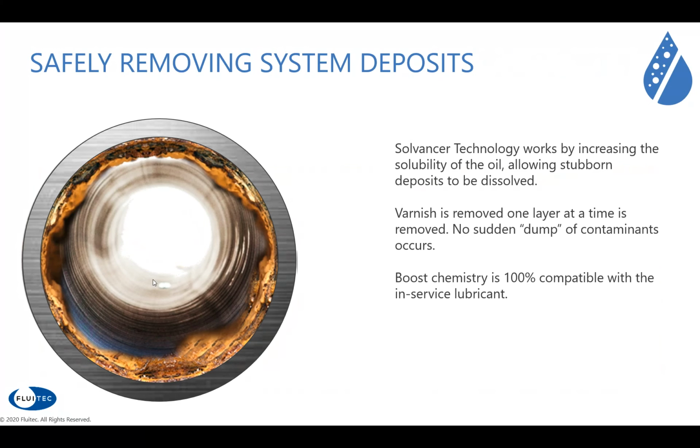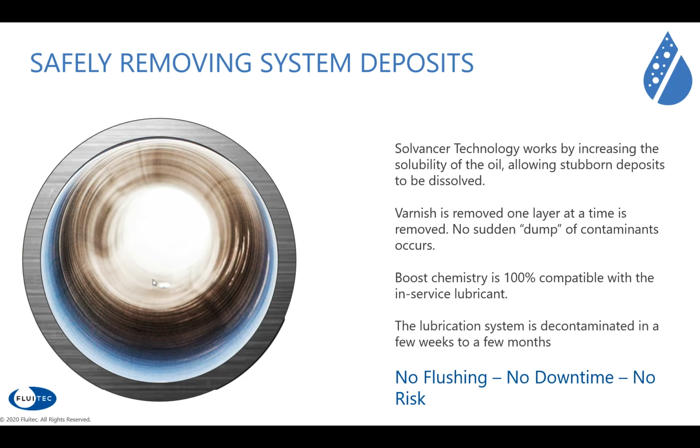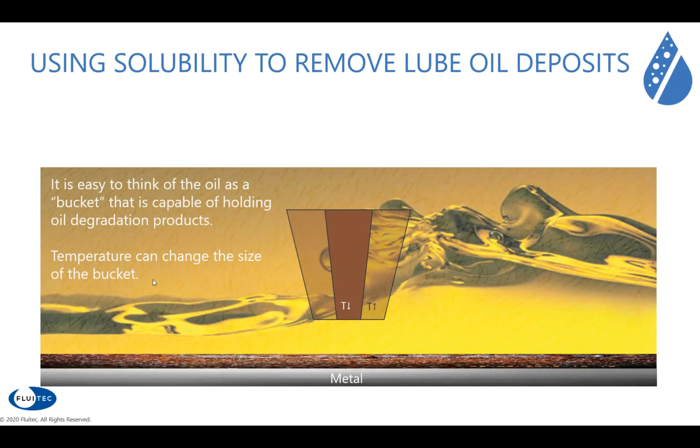And this boost chemistry to boost up your solubility and solvency is, as you can imagine, 100% compatible with your in-service lubricant, and has also been approved and tested by all the major equipment OEMs. The lubrication system is then decontaminated in a few weeks to a few months, affecting clearly the bearing temperature spikes. We will show you later some case studies. And this brings, of course, the mechanical issues down to a minimum. An additional advantage is that you have no flushing or no downtime, no risk at all for your lubricant because of compatibility.